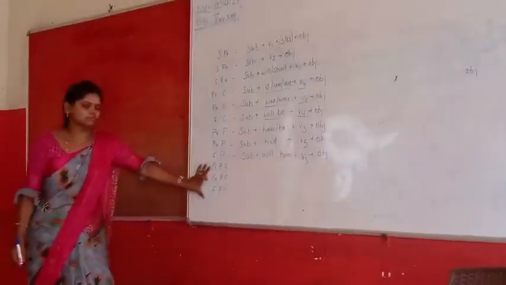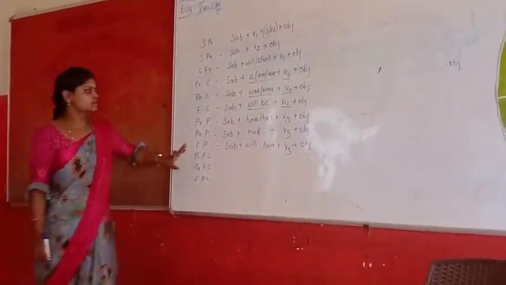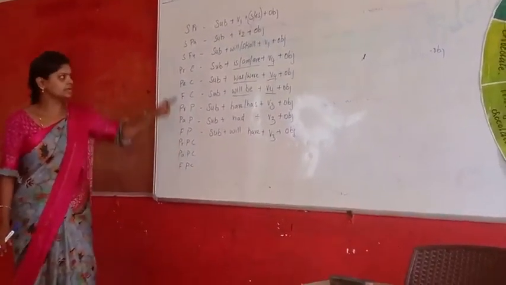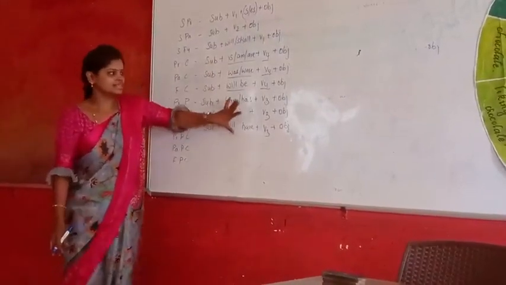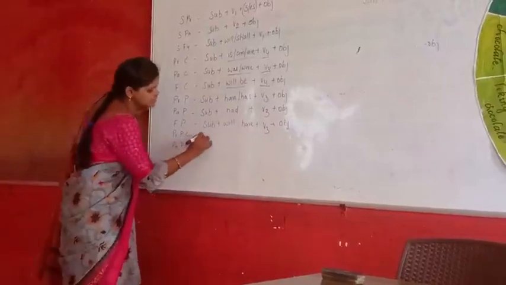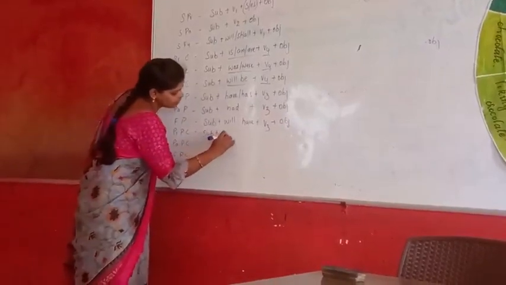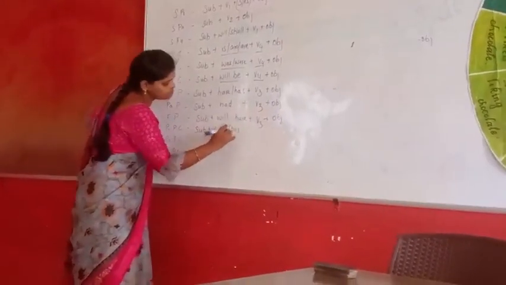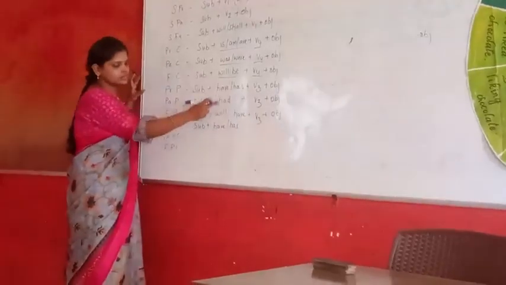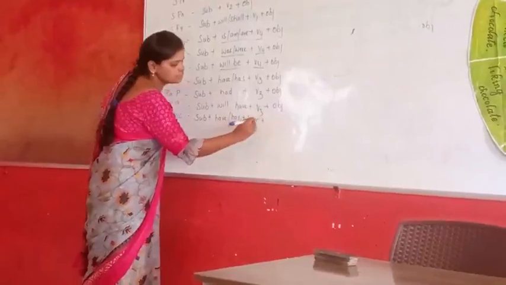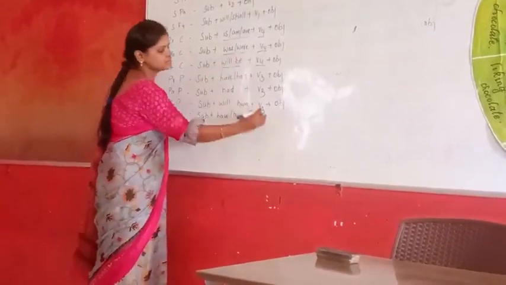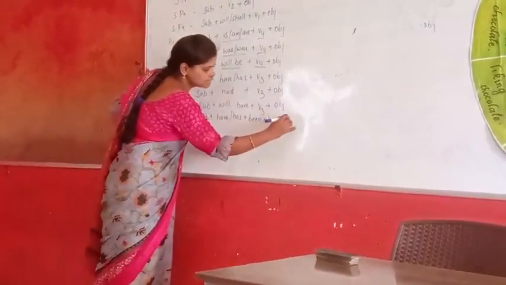In the same way, present perfect continuous. This is perfect and this is continuous, so we should mix both and write: subject plus have or has. Have or has we use in perfect. So here we also use been. Been is added here. And continuous means we use V4 plus object.